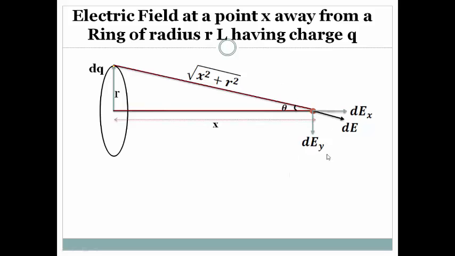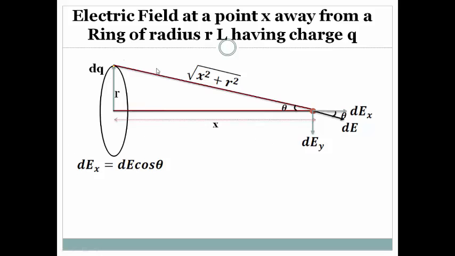All the components of dEy, if you take all the elements along the circumference of the ring, then these vertical components will cancel out each other, and therefore the final electric field will only be due to the x components. Now since this is theta, this angle will also be theta. Therefore dEx will be equal to dE cos theta.